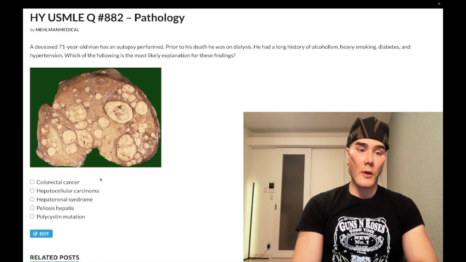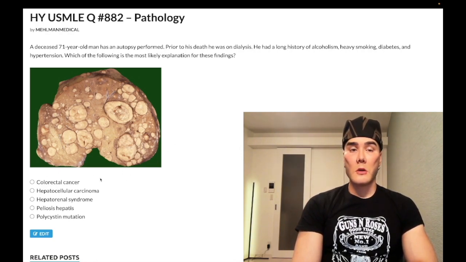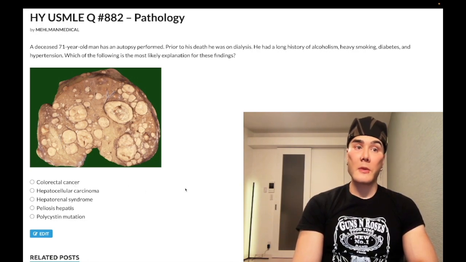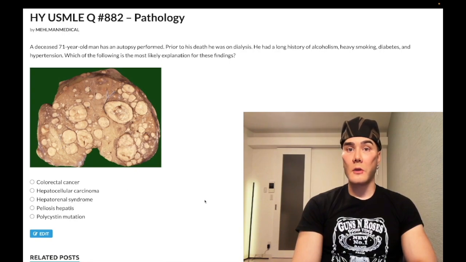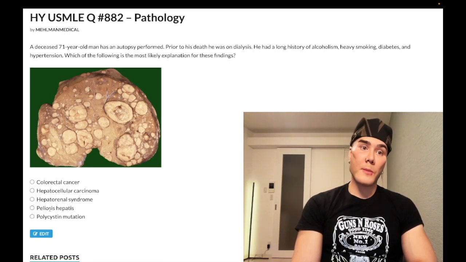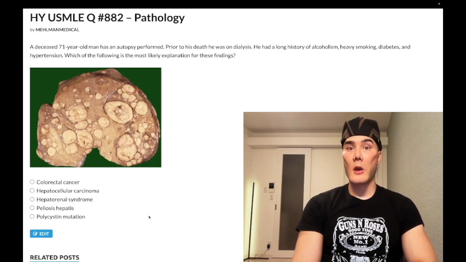Choice A, colorectal cancer, correct answer. So what we're looking at here is a liver, and you can see that there are lesions everywhere. This makes it obvious for metastases. So they can also write the answer as hematogenous dissemination from the colon, or just hematogenous dissemination. That's it. And then the wrong answer can just be primary cancer or primary carcinoma.